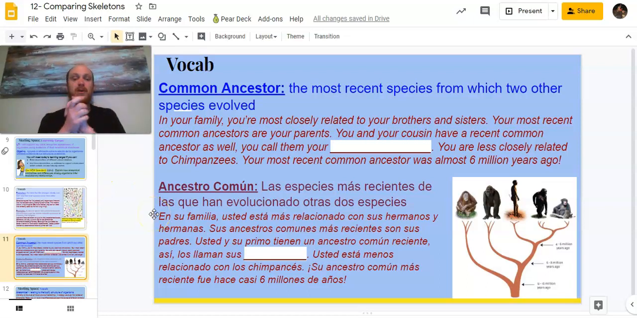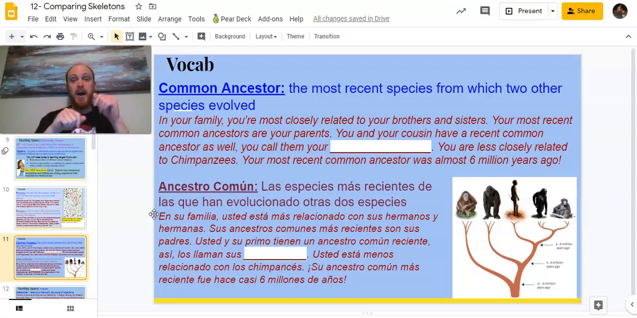We've used this slide now, I think this is the third time, but this is a tricky thing, and we're going to talk about common ancestors in this unit as well, this mini unit about comparative anatomy. So a common ancestor is the most recent species from which two other species evolved. So you and your sister, remember your common ancestor, her name is Mom.